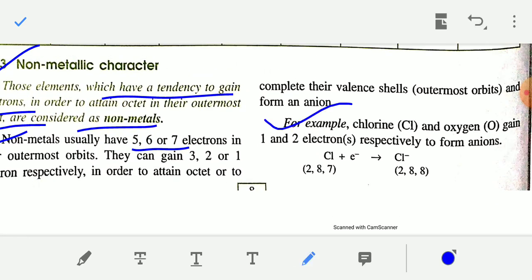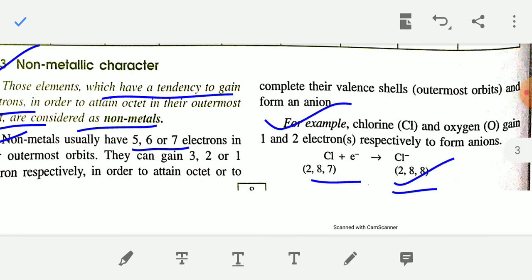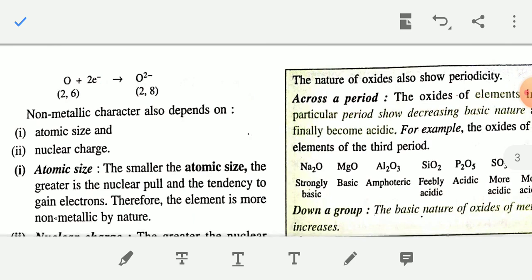These are non-metals, and they gain one and two electrons respectively to form anions. Chlorine accepts one electron to form the Cl minus ion, and Cl minus is more stable than the chlorine atom. This is because in Cl minus, 8 electrons are present in the outermost shell.